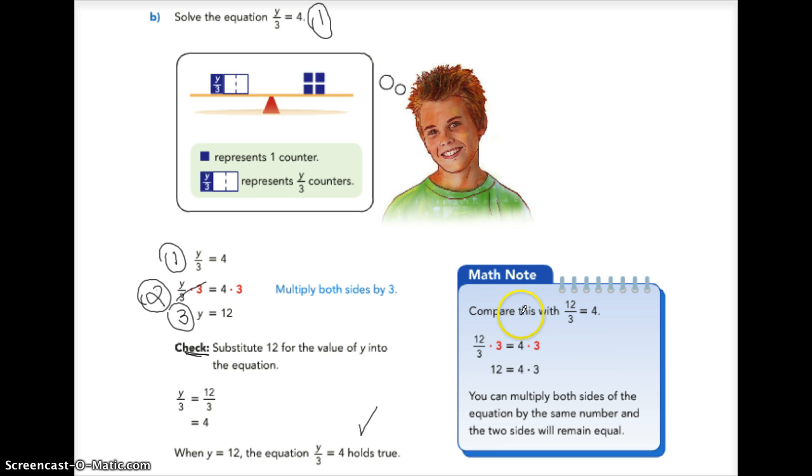So here's your math note. This is just another way to say it. Compare this with 12 divided by 3 equals 4. This is, again, the work that we did over here. Make sure that it's in your notebook. You can write down that you can multiply both sides of the equation by the same number, and the two sides will remain equal. This is like what we were saying before. Whatever you do to one side, you must do to the other. If you need to rewatch any of this, please make sure you do.